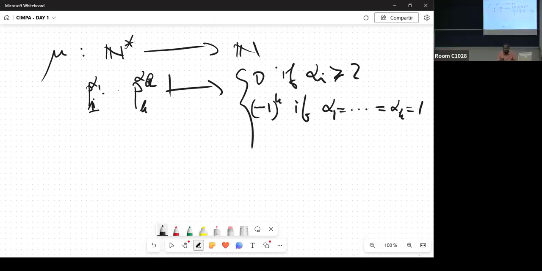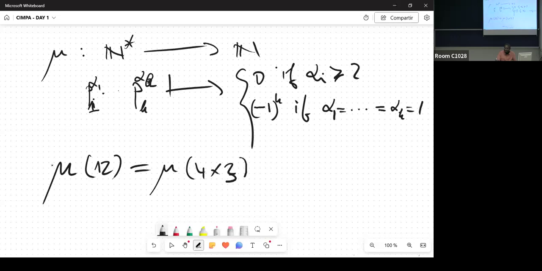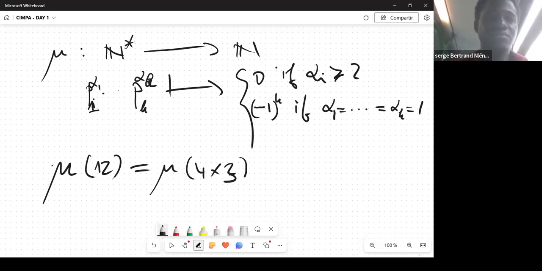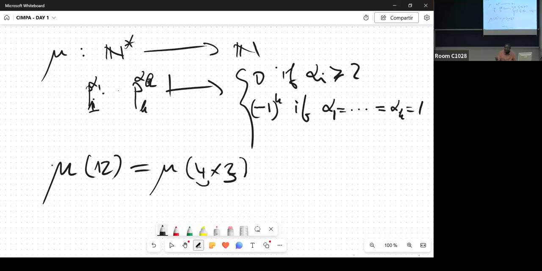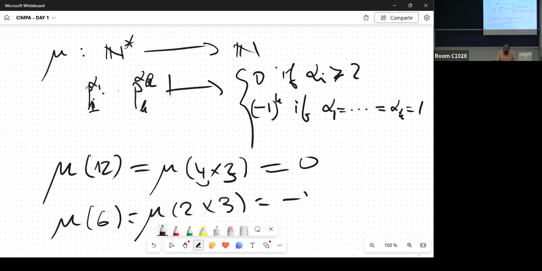Okay, let us continue. The Mobius function is defined by this. For example, the Mobius function of 12: 4 is a square, so the Mobius function is 0. For 6, 6 is 2 times 3. There is no square in these products, so we have 2 primes, equal to minus 1 power 2.